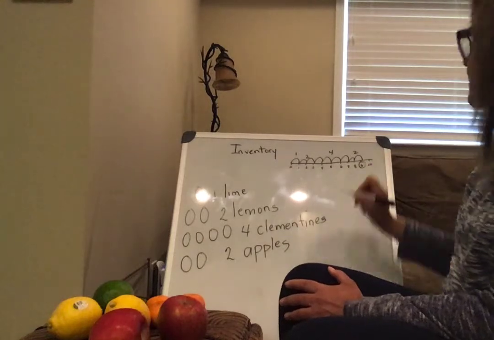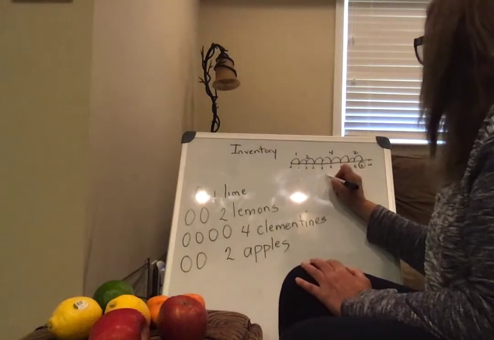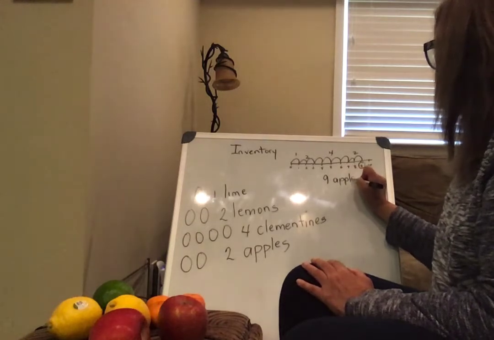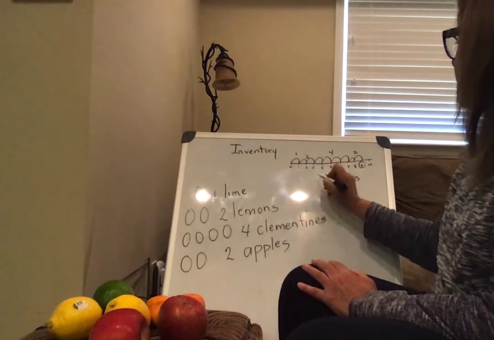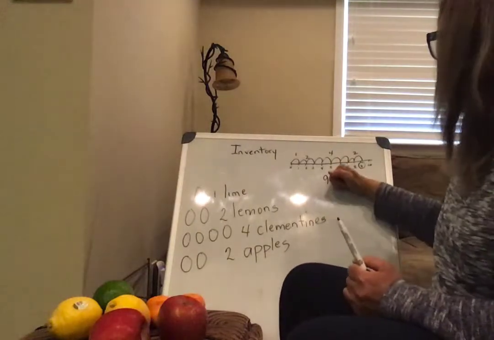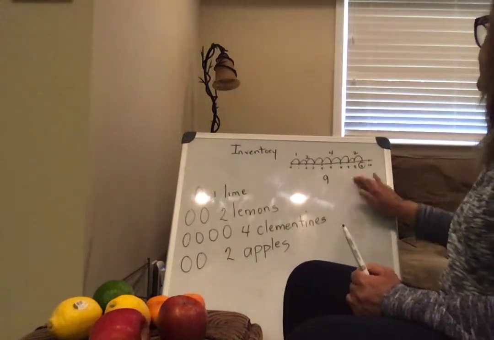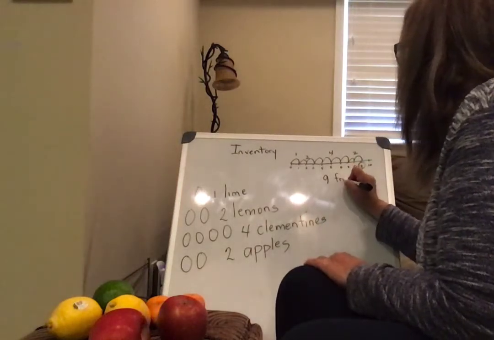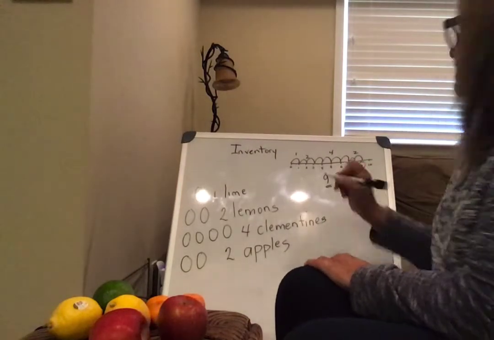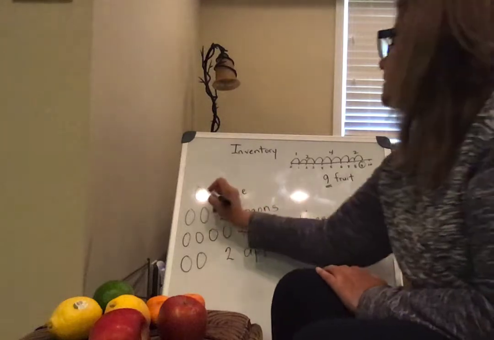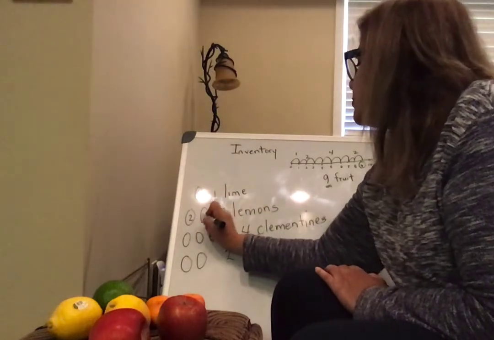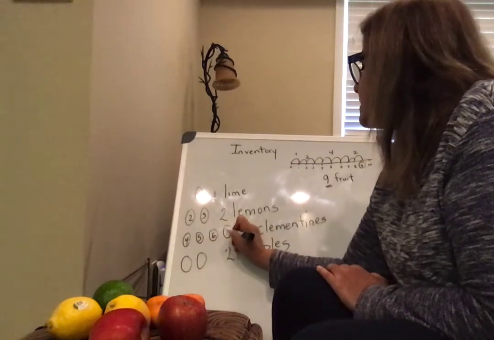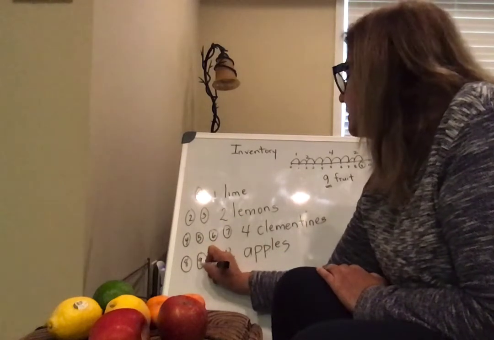And I landed on 9. So I have 9 apples. Oh, not 9 apples, silly. Let's fix that. Everybody makes mistakes, even teachers, right? I have 9 fruit. Okay. So let's see if I'm right. 1, 2, 3, 4, 5, 6, 7, 8, 9.